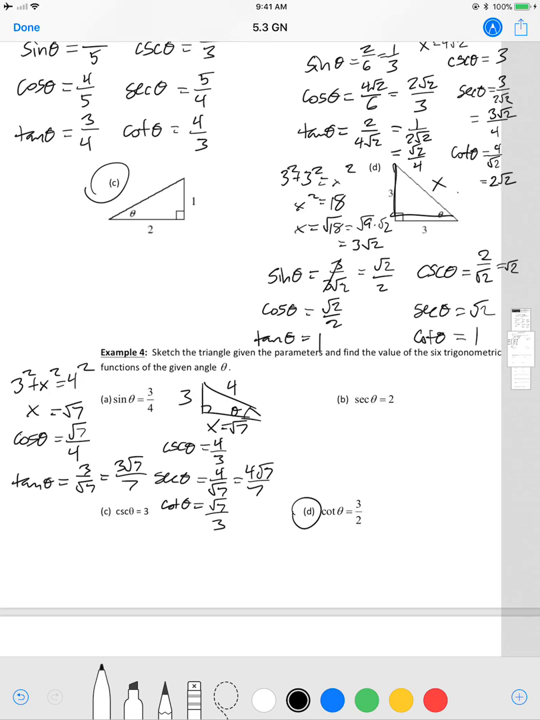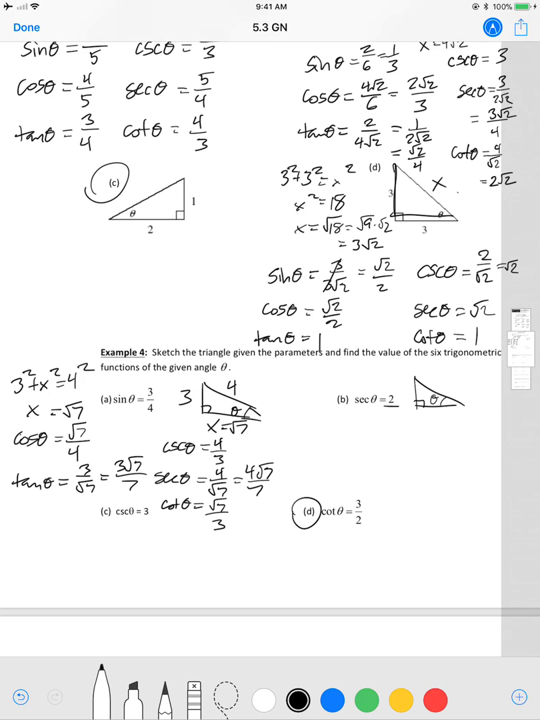Okay. Really, the hardest part about problems like this is just the setup. Once you can set up the triangle, it shouldn't be too bad. Secant, this is the reciprocal of cosine. So cosine is adjacent over hypotenuse. If secant is the reciprocal, then that means the secant is hypotenuse over adjacent.